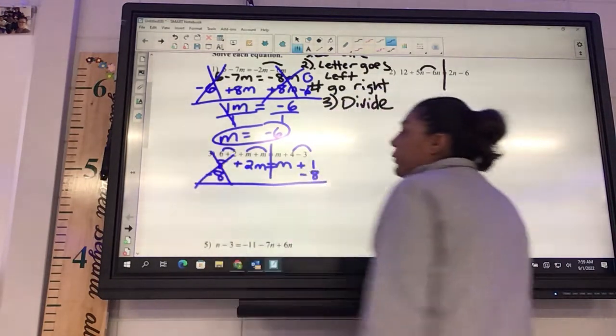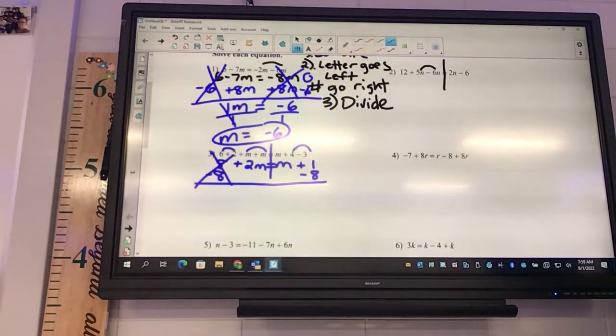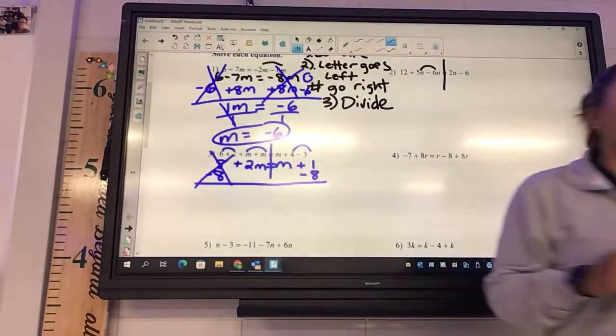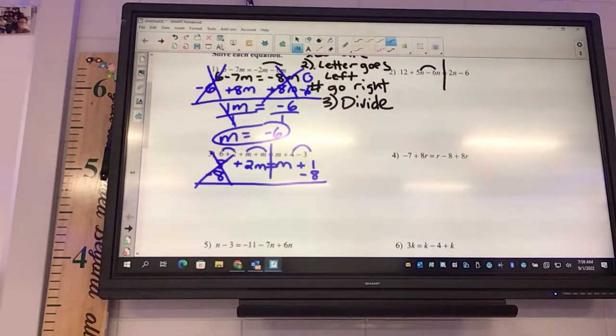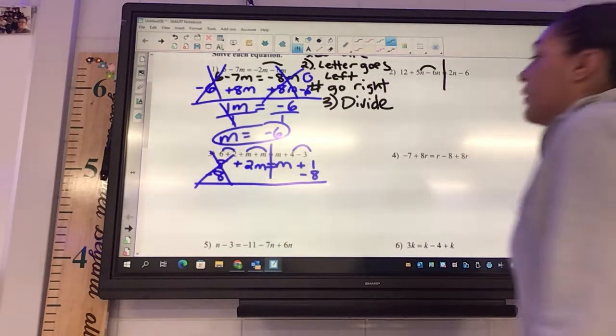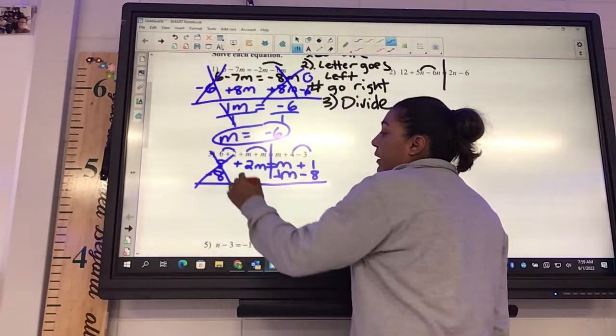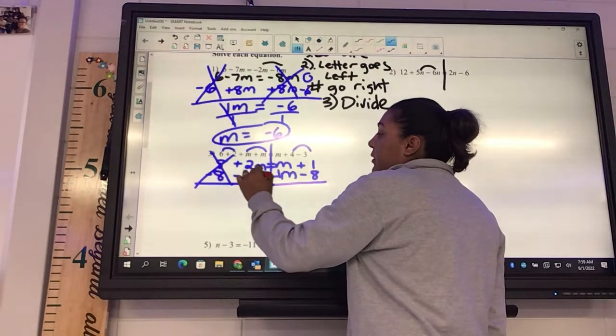Okay? 2M, is that a letter or a number? Letter, so it stays on the left. Okay? Now, working on the right side of the equal sign. M, letter or a number? It's a letter, so it needs moved to the left. Okay? So we're going to say -M or 1M. Okay? And it goes under the 2, -1M.